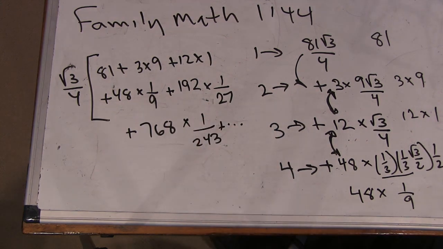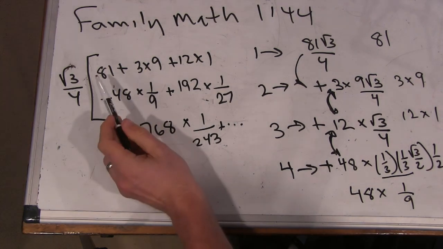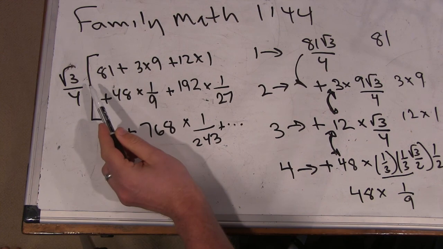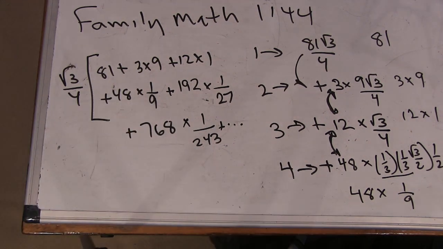Okay, so now maybe we can find a way to simplify this a little bit, especially if we take out the first one and just leave the 81 on its own. All right, so let's go to the next video and maybe we can simplify this.